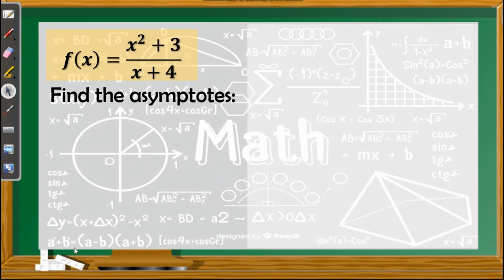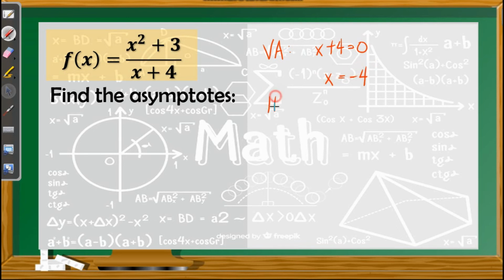For this item, f of x is equal to (x squared plus 3) over (x plus 4). Let us just find the asymptotes. First, the vertical asymptote. So once again, we have to equate the denominator to 0. So we have VA, x plus 4 equals 0. Solve for x, it is equivalent to negative 4.